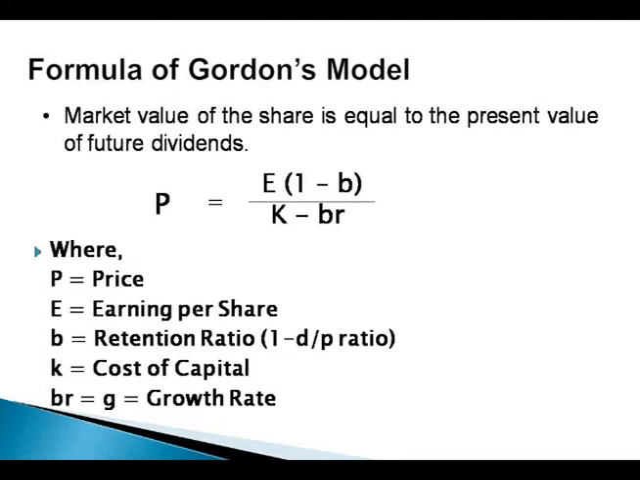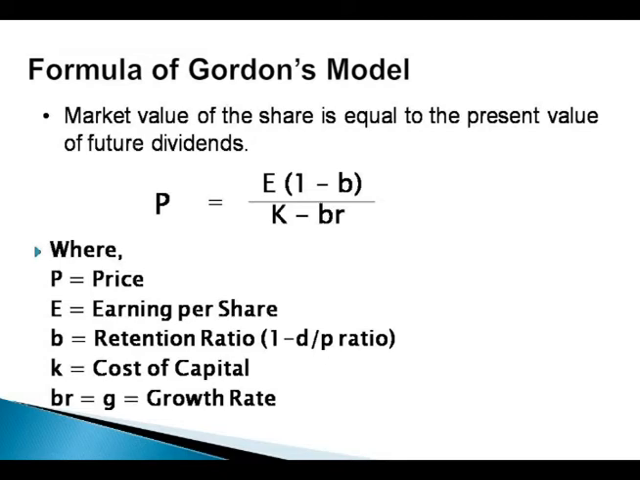Now this is the formula. We can easily calculate the market value of a share with this formula, and it is equal to the present value of future dividends. So P is equal to E1 times (1 minus B) divided by K minus BR, where P is the price, E is earning per share, and B is the retention ratio. There is another methodology to calculate the retention ratio: 1 minus DP is your retention ratio. K is again the cost of capital. BR represents G, which is basically the growth rate of a company.